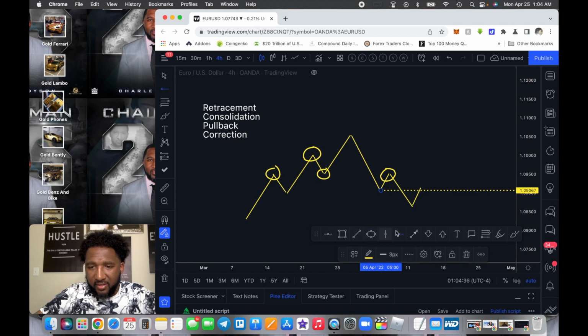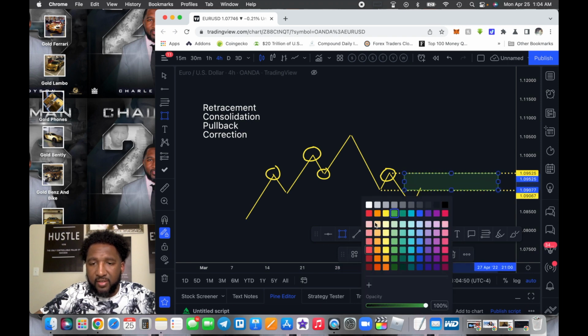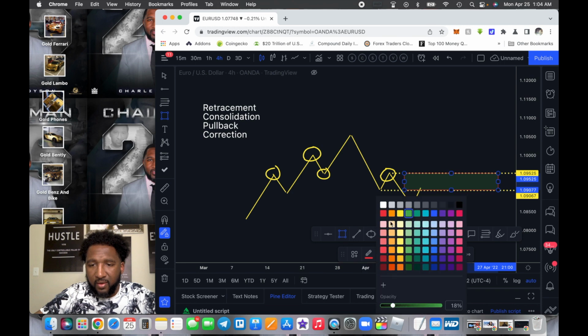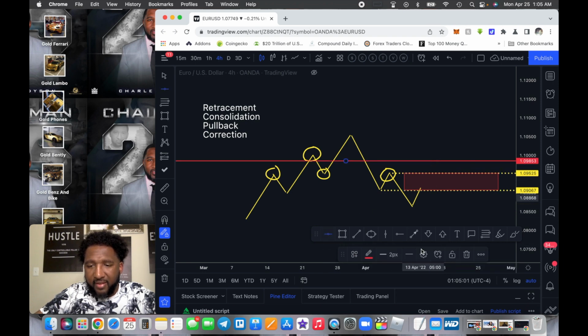But watch this. Where's my sell zone going to be? Well, this is the last high right here. So now this whole entire area becomes a potential sell zone. And then my stop loss is going to go above that sell zone. So now the market retraced.